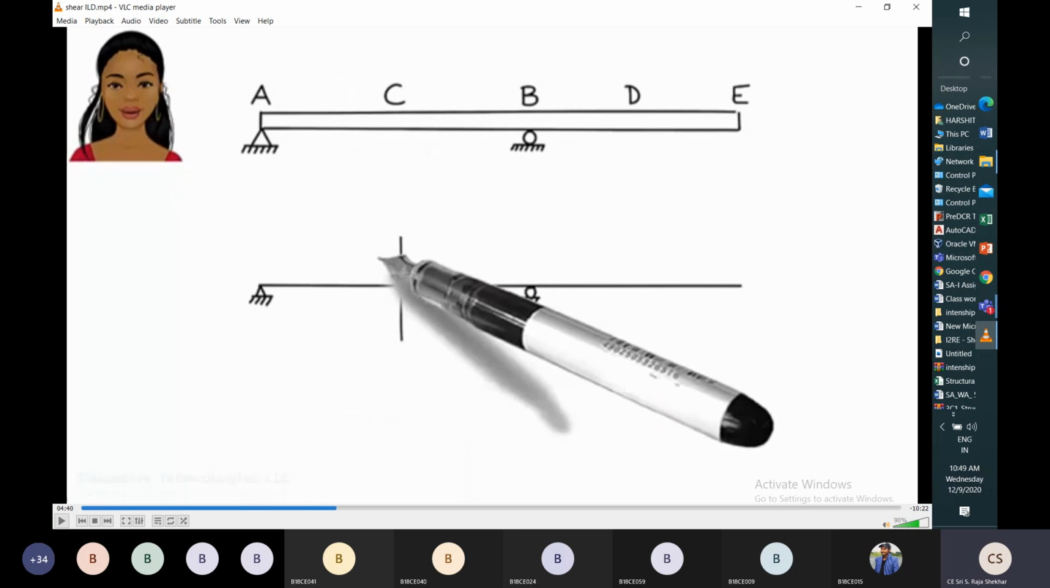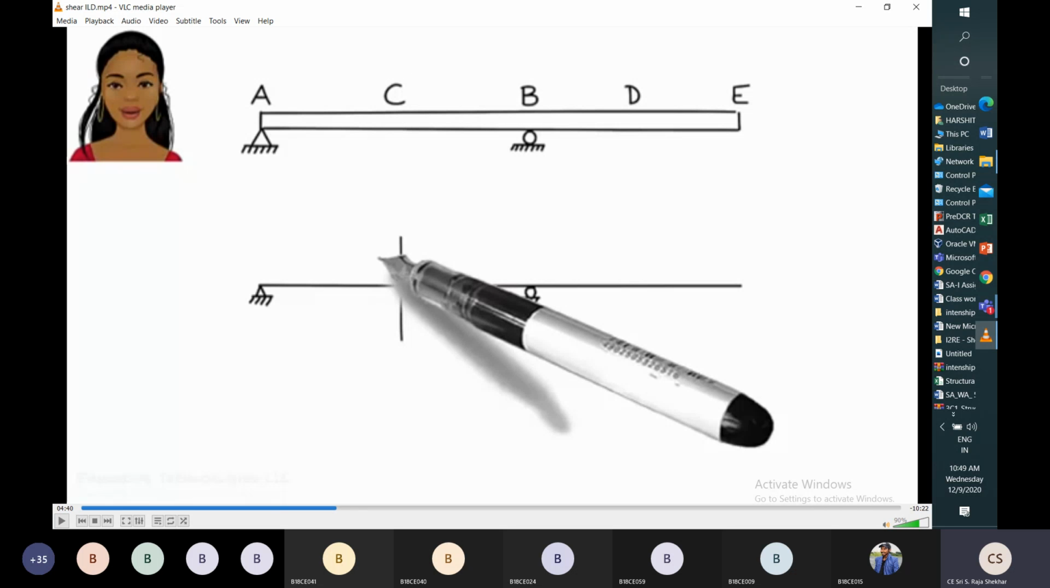So now I want to draw the shear influence line for the overhanging beam. So this is an overhanging beam, A, B, E. This is a hinged support, this is a roller support, and this is the free end. So I want to draw the shear influence line at section C.